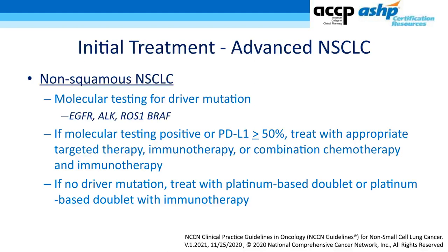I will list the caveat, however, if patients have PD-L1 status of greater than 50%, combination chemotherapy and immunotherapy is still a reasonable option. It might be ideal if patients have significant tumor burden that are needing aggressive reduction to improve symptoms. If no driver mutations are identified, it would be appropriate to treat with platinum-based doublet or platinum-based doublet with immunotherapy. Again, your platinum platform is going to be carboplatin in combination with either pemetrexed, nab-paclitaxel, or even paclitaxel for our non-squamous patient population.